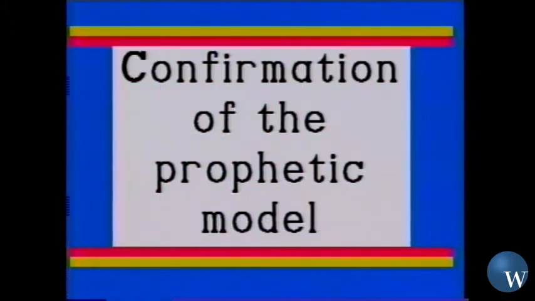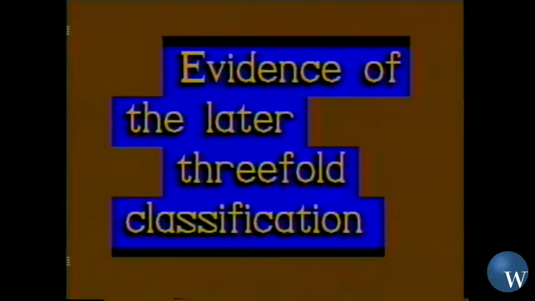Well, let's look at this third section now in our chapter called the confirmation of the prophetic model. You see, we have a number of historical facts that we can use as checkpoints in the overall process of this prophetic model that we have. So we're going to look at the evidence of this later threefold classification. And we're going to see historically where we have evidence for it. First, we'll look at the prologue to Ecclesiasticus.